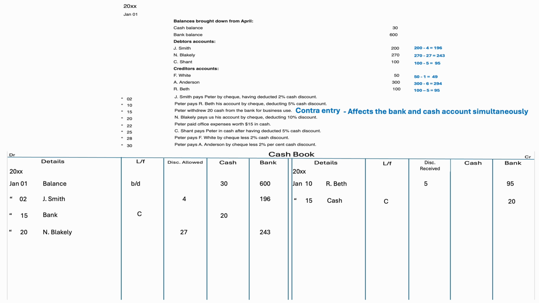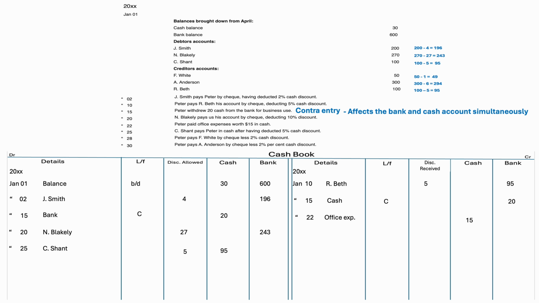For the transaction on the 22nd, C. Shunt paid $95 to Peter. So on the debit side, we record the date, January 25th, and C. Shunt in the details column. $5 in the discount column and $95 in the cash column.